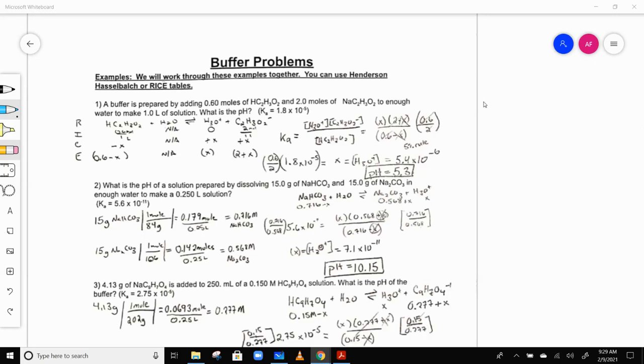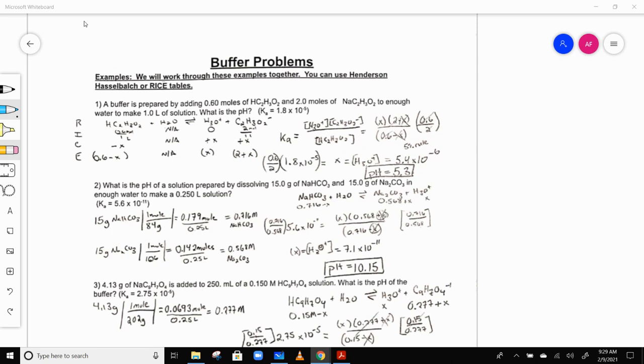Okay, so here, this first one we have, a buffer is prepared using 0.6 moles of acetic acid and 2 moles of sodium acetate, in enough water to make 1 liter of solution. All right, so we have a weak acid and its conjugate base. That's going to make a buffer.